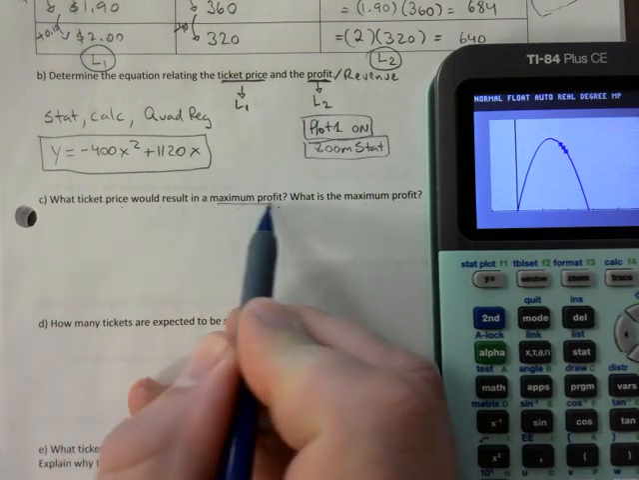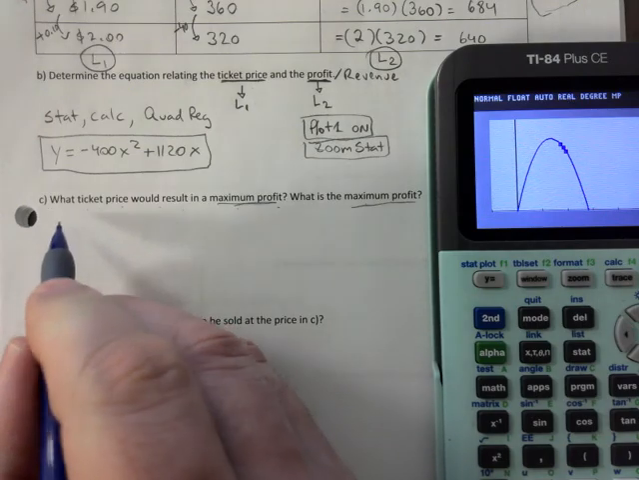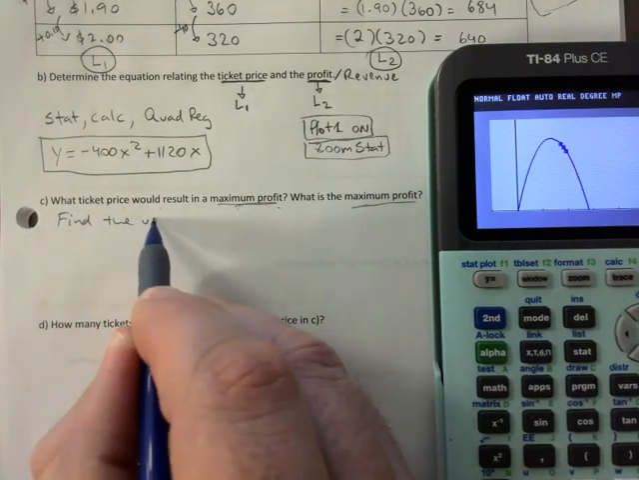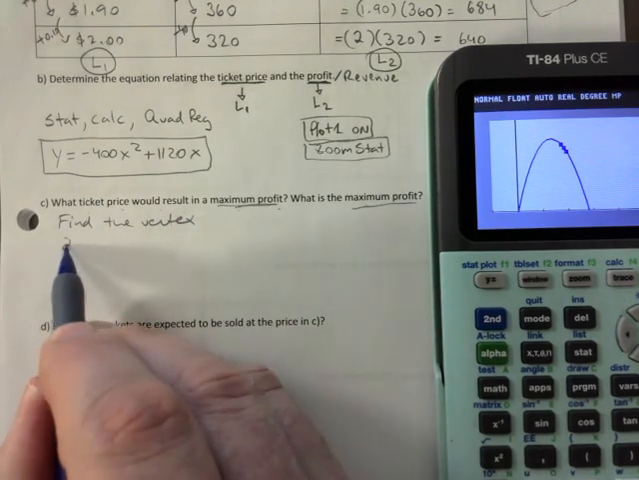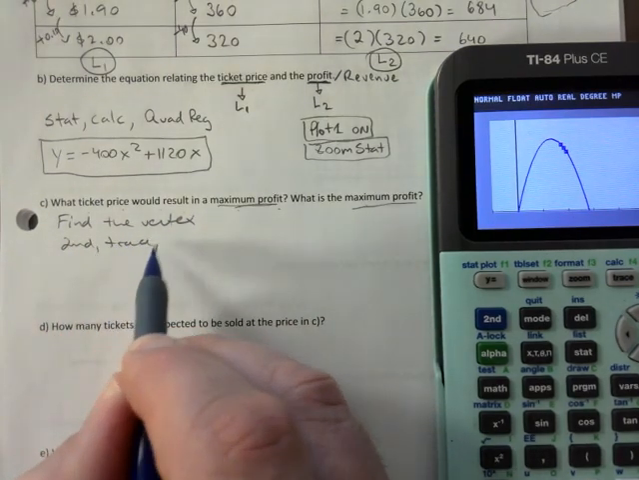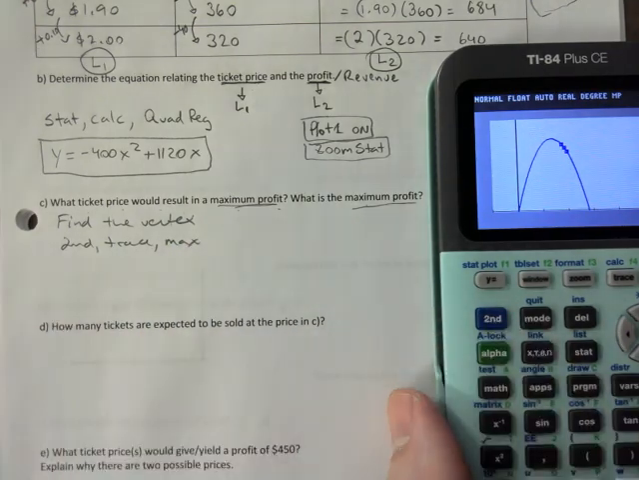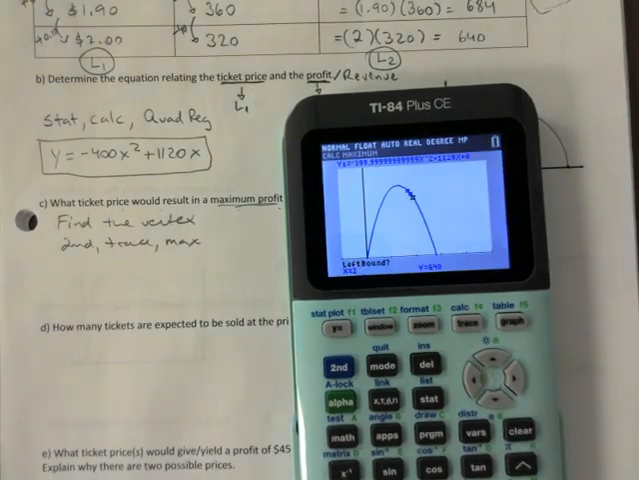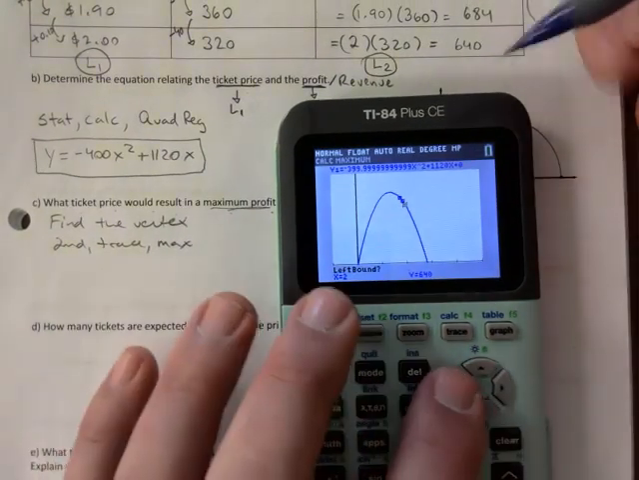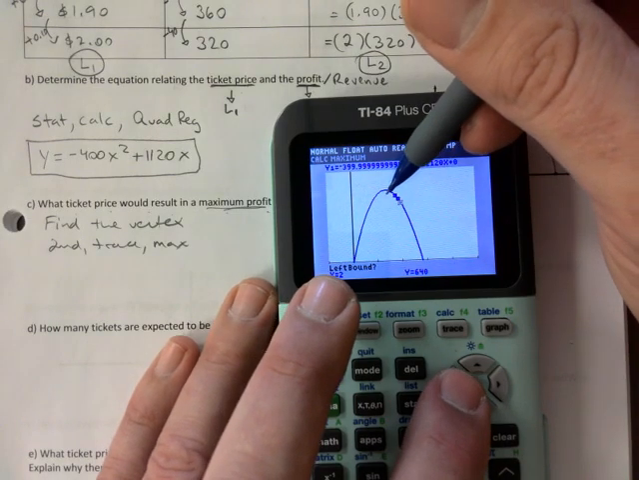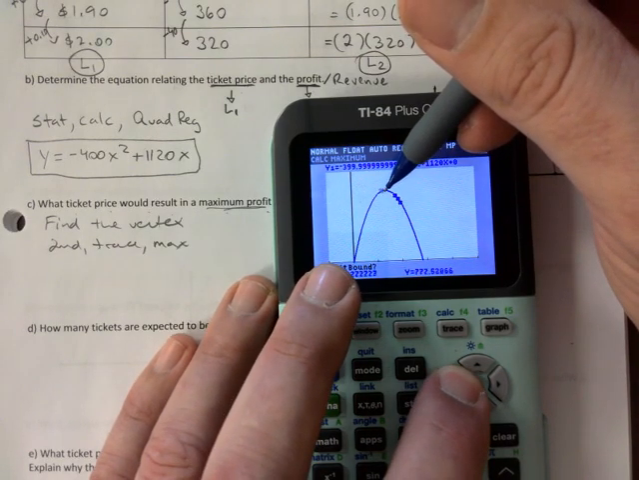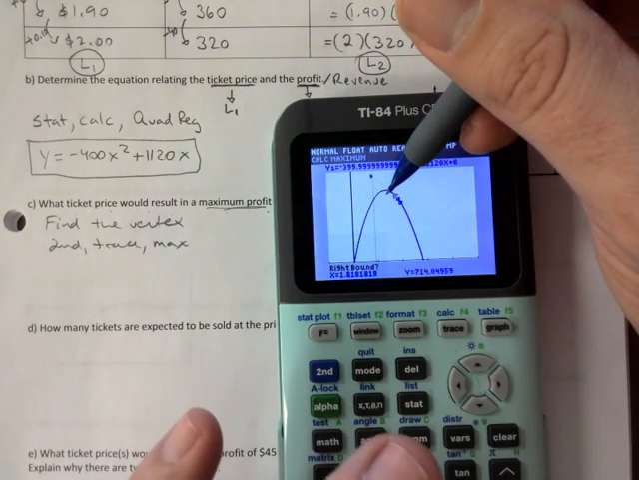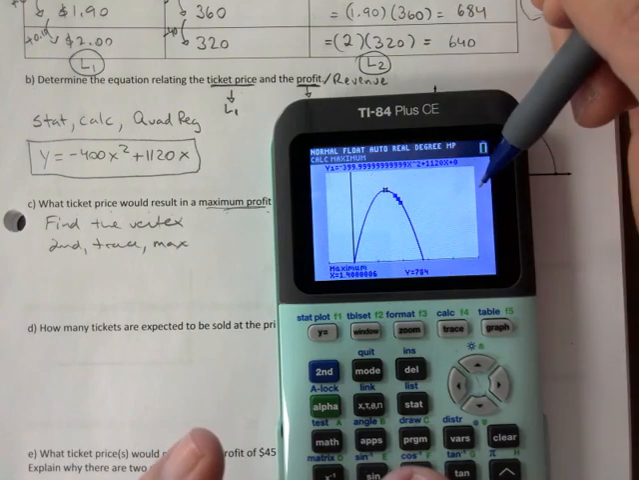Right, we're focusing on maximum profit here. So let's find the vertex. We're going to go second, trace, max. You have to use max. You cannot use min. And remember, your vertex is somewhere here where my pencil is. So you got to go all the way to the left of it. Enter. Go to the right of it. Enter. So now it's going to find the vertex for you.